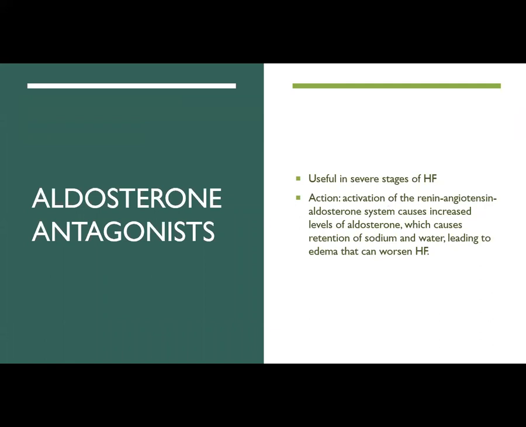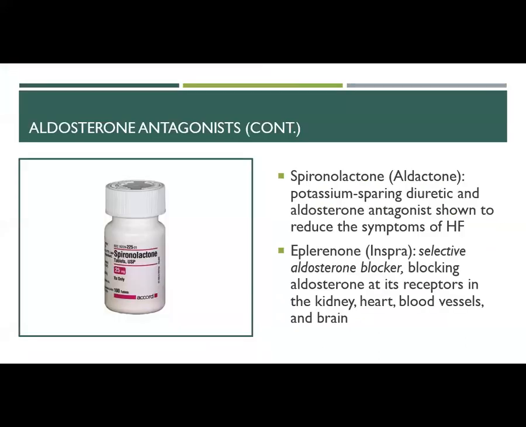Aldosterone antagonists are useful in severe stages of heart failure. So usually you won't see these until it's pretty severe. Heart failure causes activation of the renin-angiotensin-aldosterone system, which causes increased levels of aldosterone, which causes retention of sodium and water, leading to edema that worsens heart failure. Spironolactone, we're going to talk about more when we get into our diuretics, but these are potassium-sparing diuretics shown to reduce symptoms of heart failure. Eplerenone is a selective aldosterone blocker, which blocks aldosterone at its receptors in the kidneys, heart, blood vessels, and brain.